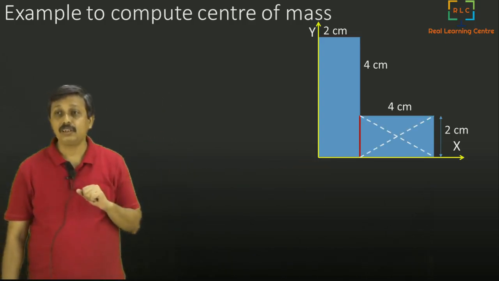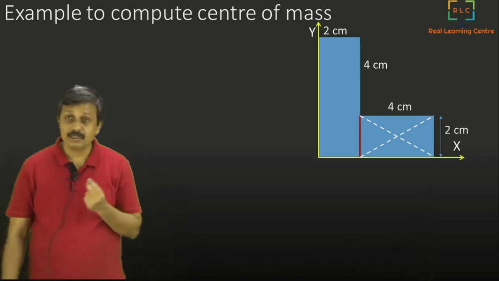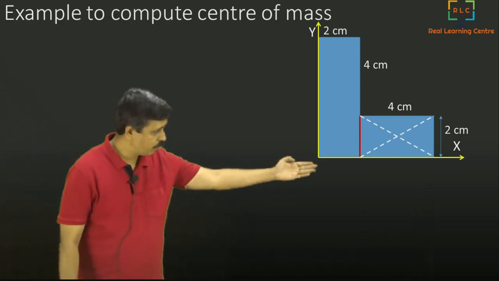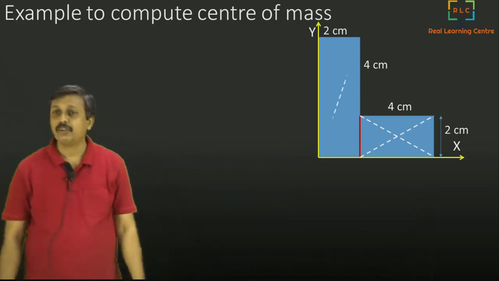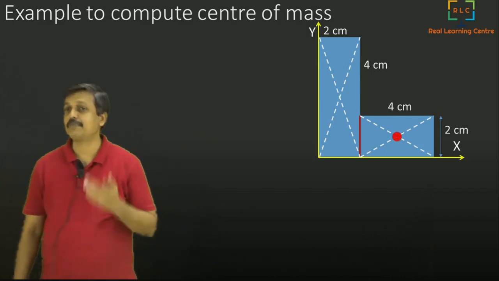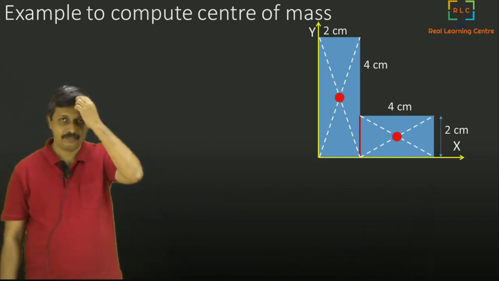And then I will find out the geometric center of these rectangles. For the smaller rectangle, I drew two diagonals and found the geometric center. And for the bigger rectangle also I found the geometric center. So this is the geometric center.